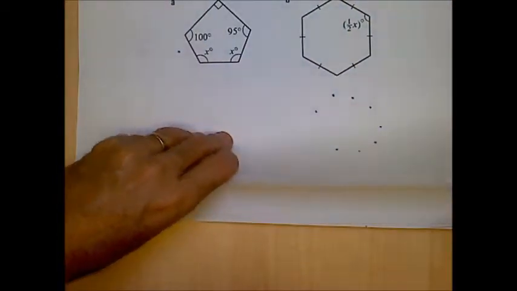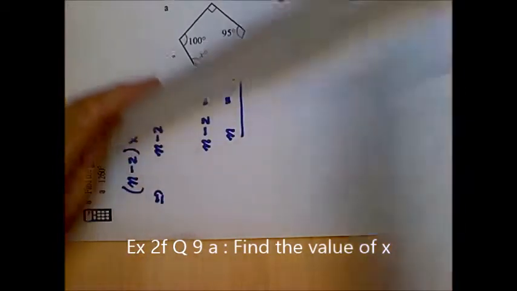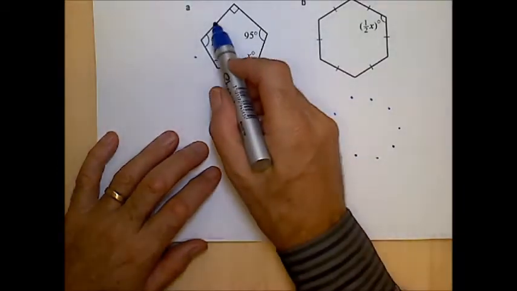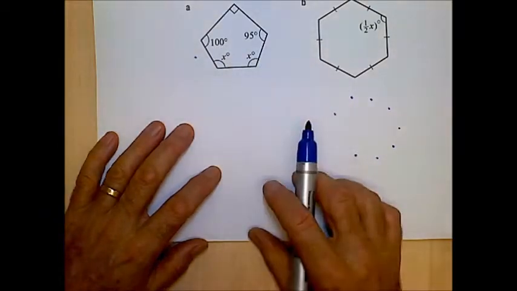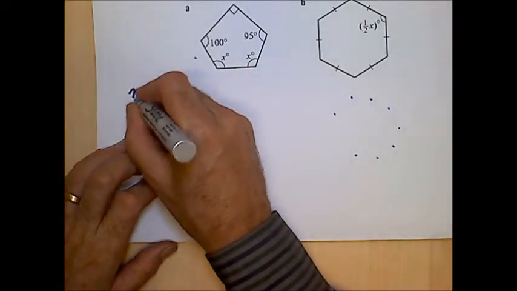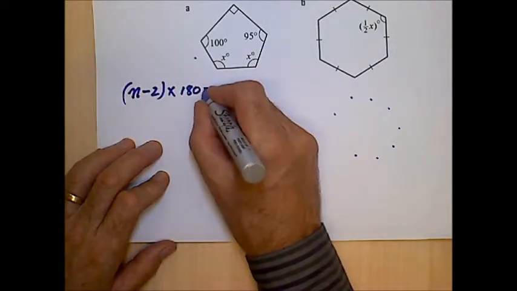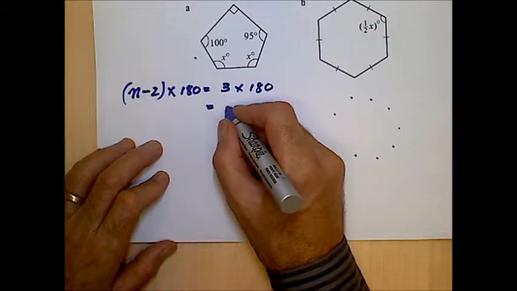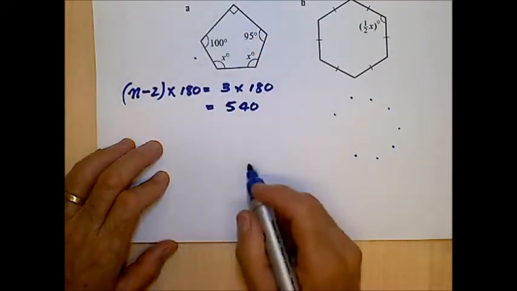In the next problem, number 9, we're asked to determine the value of x. The first thing we need to do is determine what the interior angles will add to. This first polygon has 5 sides, 1, 2, 3, 4, 5, so it's a pentagon. So the internal angles will add to n minus 2 multiplied by 180, which is 3 times 180, which will be equal to 540. All of these angles on the inside will add up to 540.